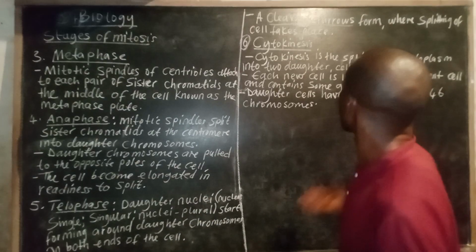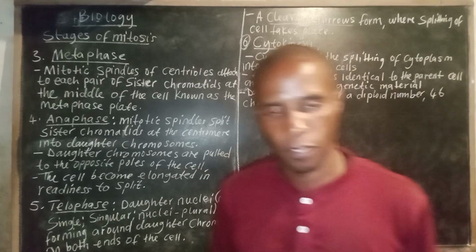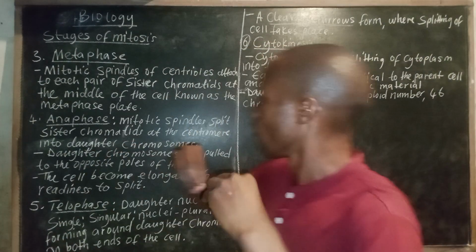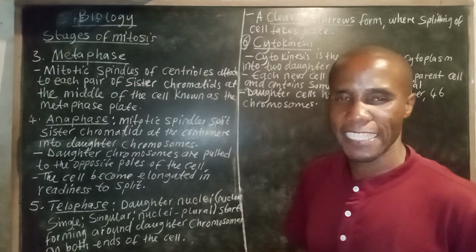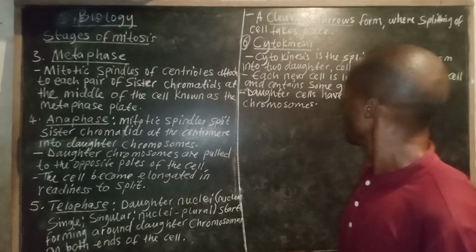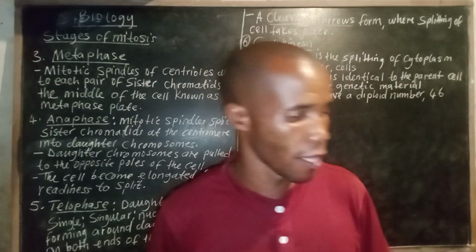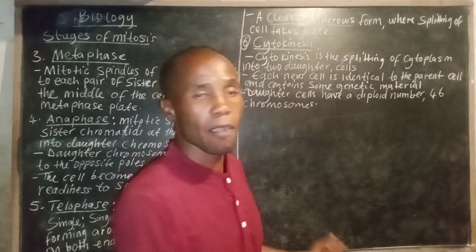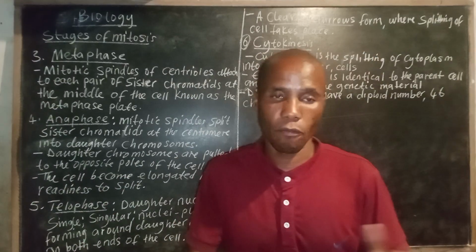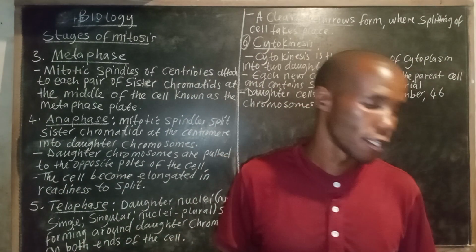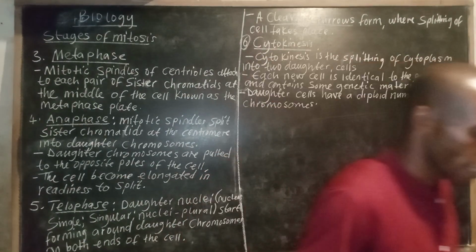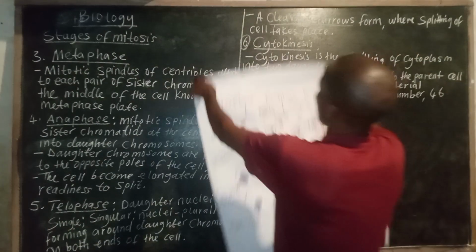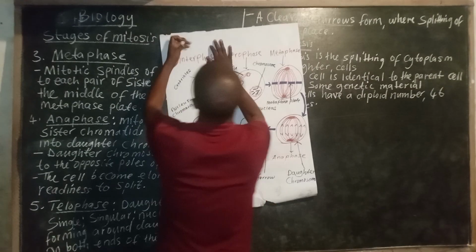And they also contain genetic material, which consists of DNA, deoxyribonucleic acid. That is what we are talking about. So now quickly, let me bring the diagram so that we can see how the process of mitosis is carried out. Okay, so this is the one.